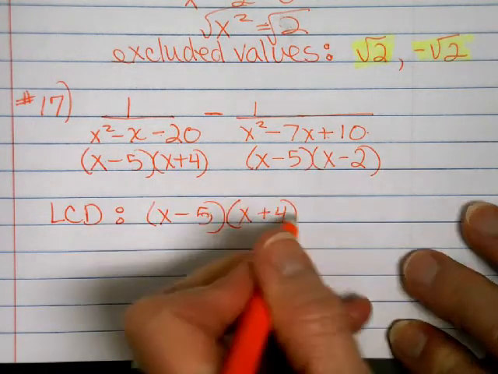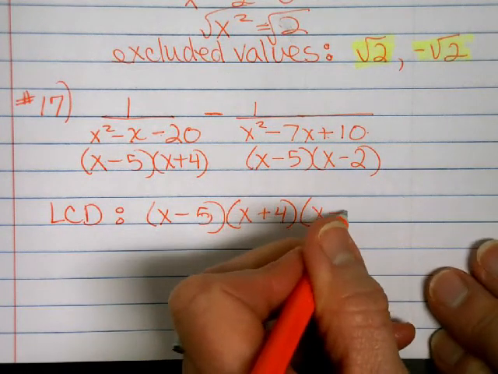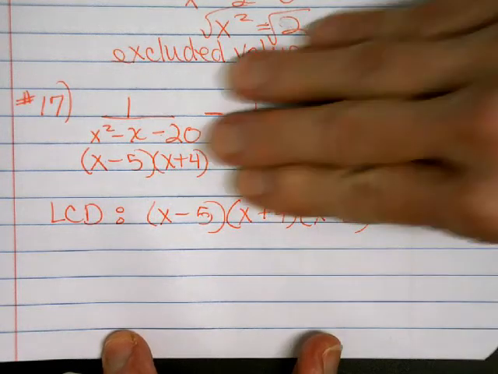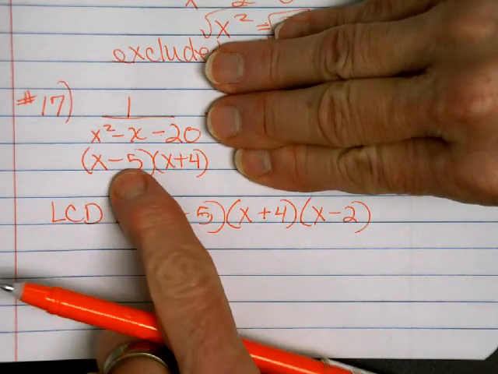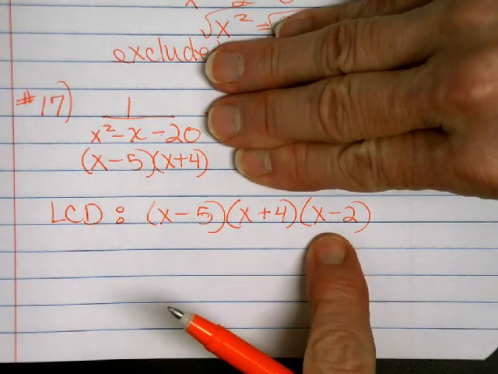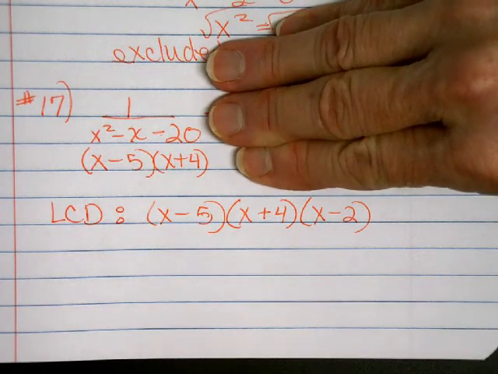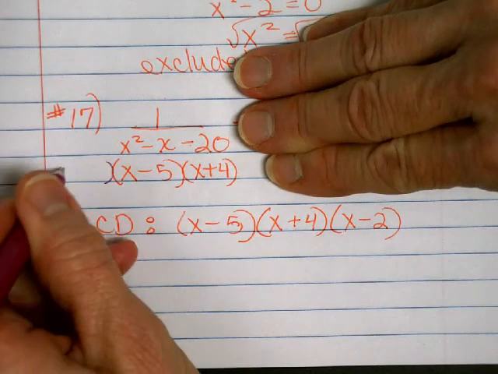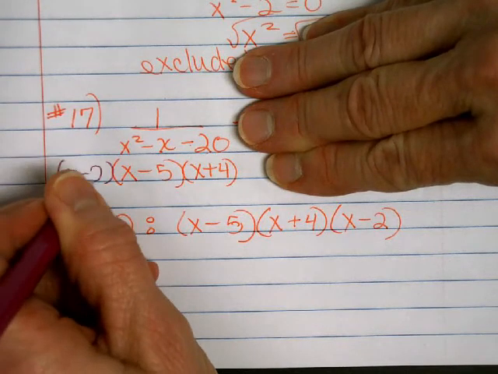When you start playing with trinomials, the butterfly method is not useful. So I need an x minus 5, and that shows up in both. I need an x plus 4 because it shows in my first one. And I need an x minus 2 because it shows in my second one.